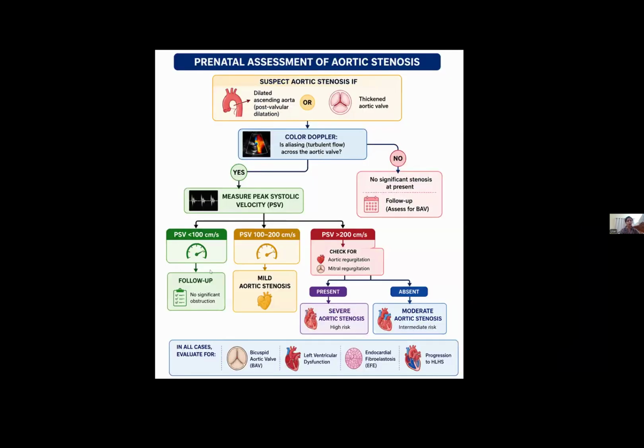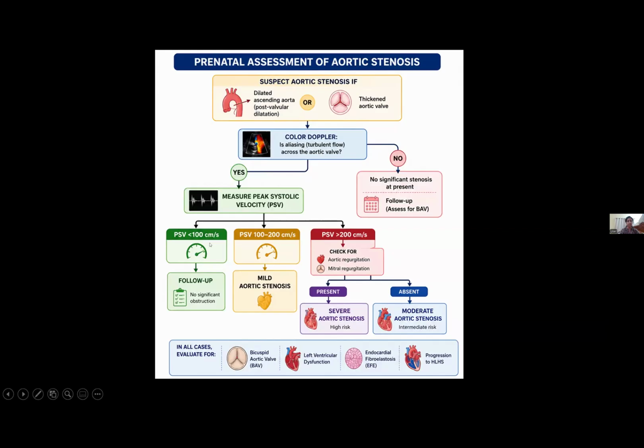This flowchart outlines the practical approach of how to prenatally assess fetal aortic stenosis. The suspicion arises when there is post-valvular dilatation of the ascending aorta or a thickened aortic valve. Color Doppler is then used to identify turbulent flow across the aortic valve. If no turbulence is present, there is no significant stenosis.